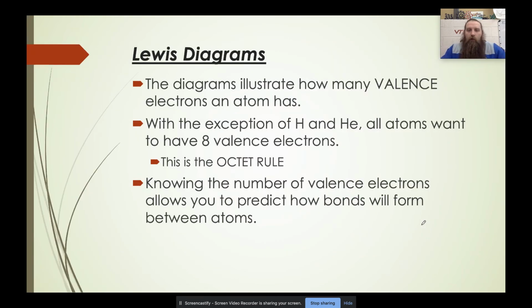All right, so let's talk about Lewis diagrams real quick. Lewis diagrams tell us how many valence electrons an atom has, and it's how I drew all those pictures that I then added my dipole arrows to. A couple things to keep in mind. Number one, hydrogen and helium only want 2 electrons to be stable, but everybody else wants to have 8. That's the octet rule we talked about. If you know the number of valence electrons, you can predict how those bonds are going to form between atoms.